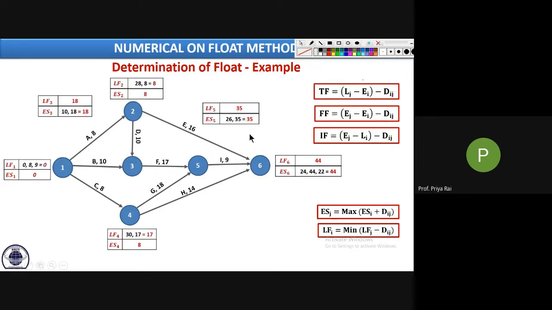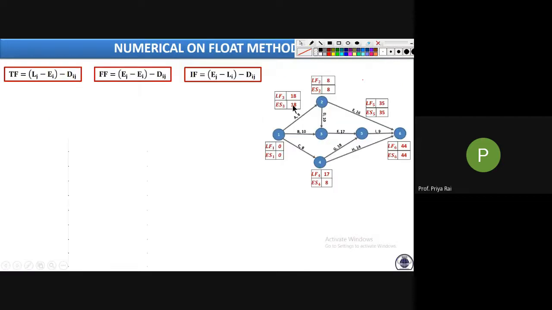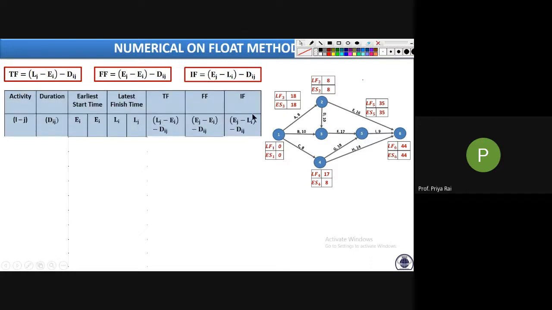Now using this data, we have to calculate floats, and these are the formulas. Here I have written the formulas, and here is the network diagram and the respective LF and ES values. Now what we will do, we have to draw a chart. It will be better for you to draw a chart in this way to solve. It will be easy then.